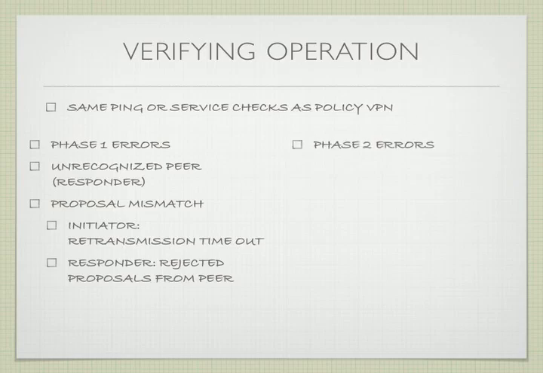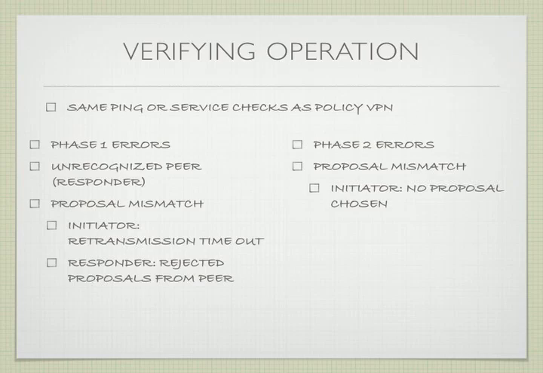In the phase 2 errors, these are exactly the same as well. Is there a proposal mismatch in phase 2? The initiator will say no proposal chosen, and the responder will say it rejected the proposal. So these are the exact same error messages that we discussed in policy-based VPNs. It's still a phase 1 and a phase 2 negotiation. The same errors can occur in phase 1 and phase 2, and you're going to look for these errors in the event log.